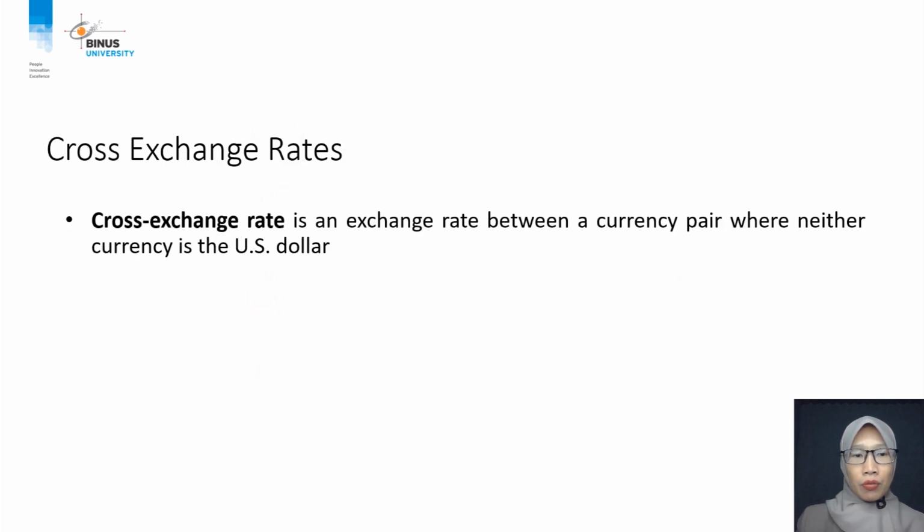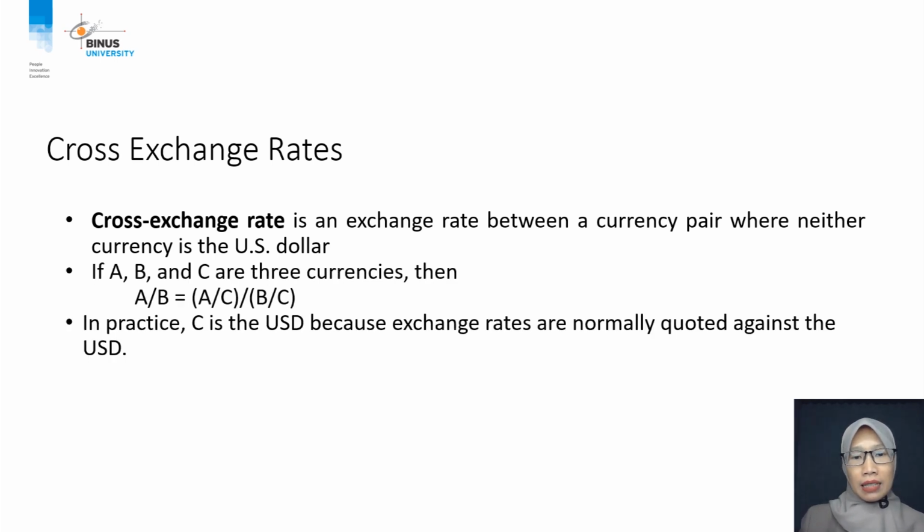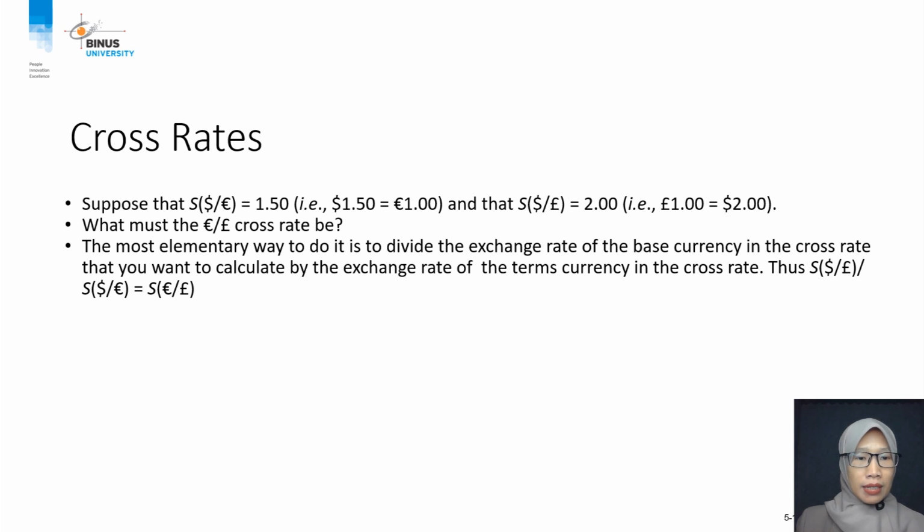And the next one, we have the cross exchange rate. A cross exchange rate is an exchange rate between a currency pair where neither currency is the US dollar. So if A, B, and C are three currencies, then A over B is equal to A over C divided by B over C. So this is an example.